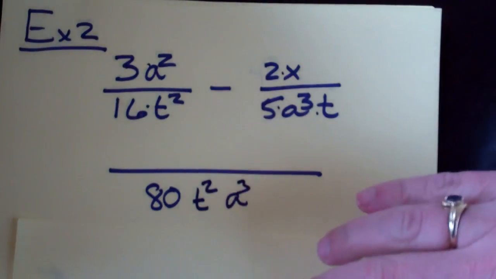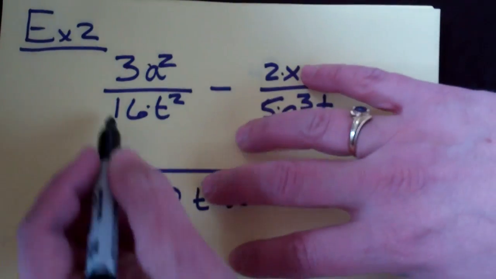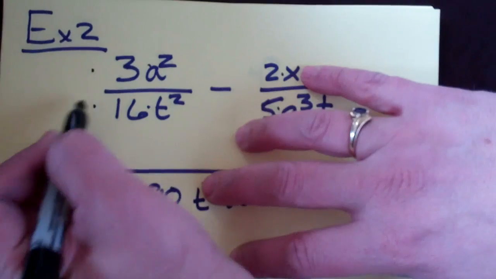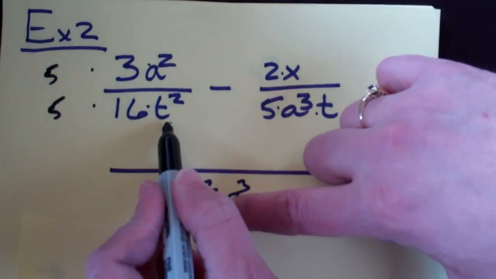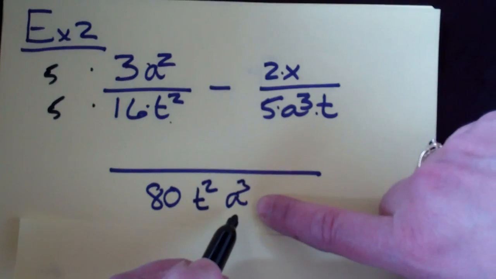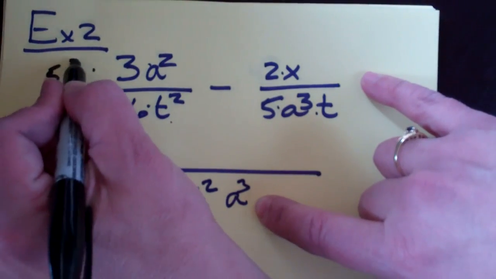Now we go back to each term and decide what factors we still need. Well, as far as the 80 goes, in the first term I'm going to need to multiply top and bottom by a 5. I have the t squared there, but I'm going to need an a cubed. So I need to multiply top and bottom by a cubed.